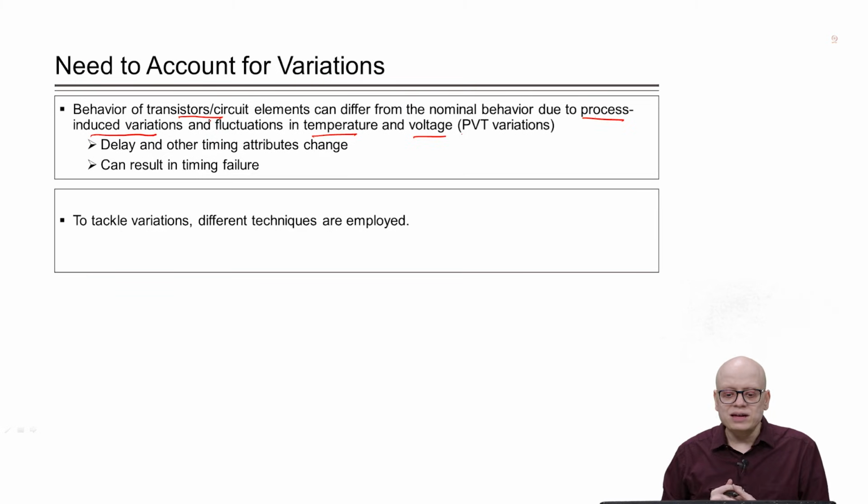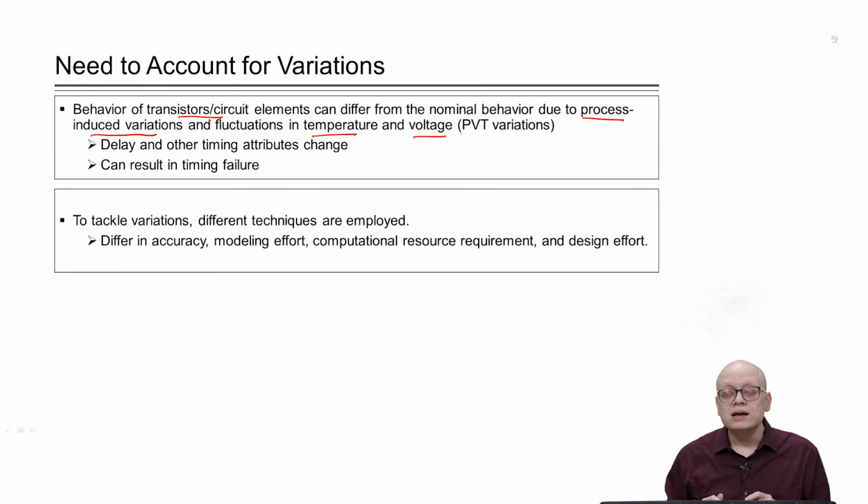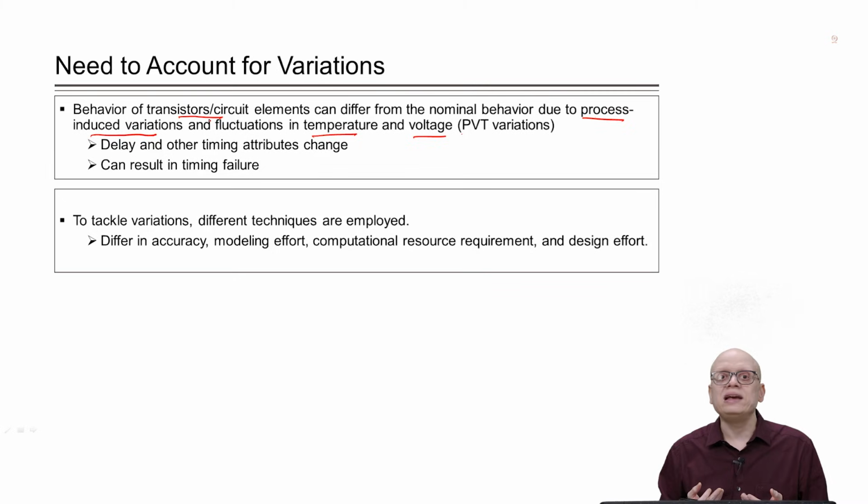So, to tackle variations, different techniques are used in static timing analysis. These techniques differ in how accurate the modeling is, how much effort we need to take into account the variations in design, and what is the computational requirement for the algorithms that will run to account for these variations in static timing analysis.